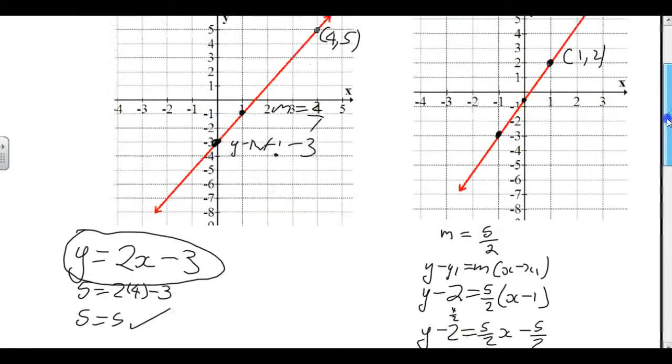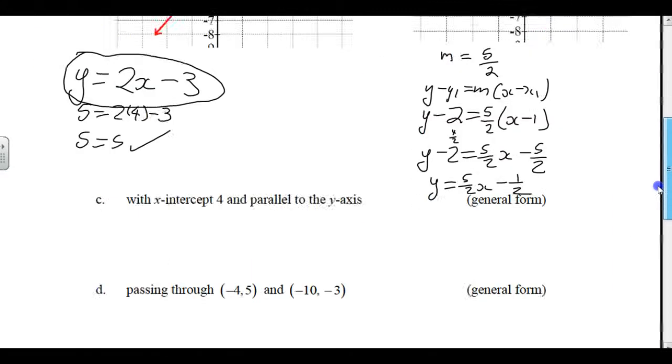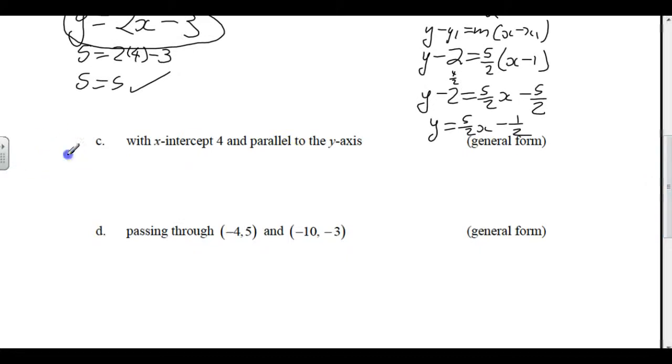What are we doing? Determine the equation of each line in slope-y-intercept form, with an x-intercept of 4, meaning that it goes through the point (4, 0) and parallel to the y-axis. Well, this is the y-axis. And so parallel to the y-axis is really just going to be the y-axis. Okay, so parallel to the y-axis, that was the x-axis. So here we go, parallel to the y-axis, there's the y-axis, and these lines are parallel.